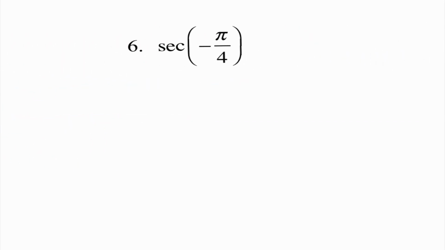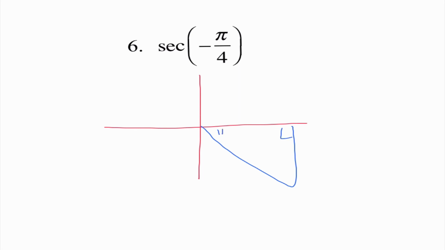Okay, number 6 here, we have secant of -pi over 4. So if I'm sketching this out, -pi over 4, that tells me I'm going in the clockwise direction, and I'm going 1/4 of a semicircle, which would bring me here in quadrant 4. So I'm going to go ahead and draw this. That tells me it's pi over 4 away, or we could think of that also as 45 degrees away. And my opposite side is -1, my adjacent side is 1, and my hypotenuse is radical 2.